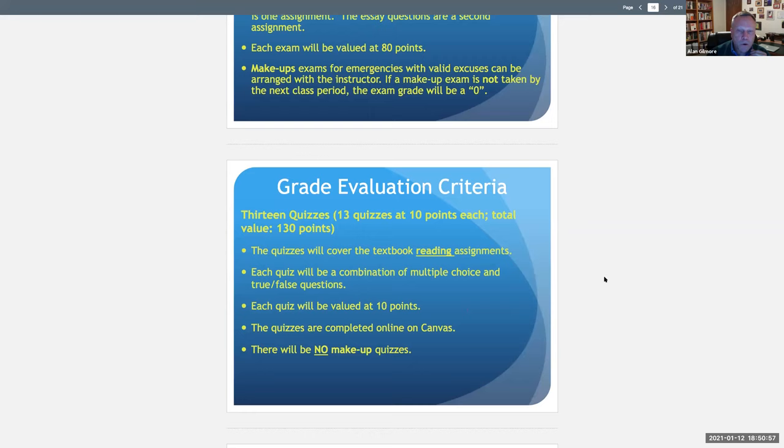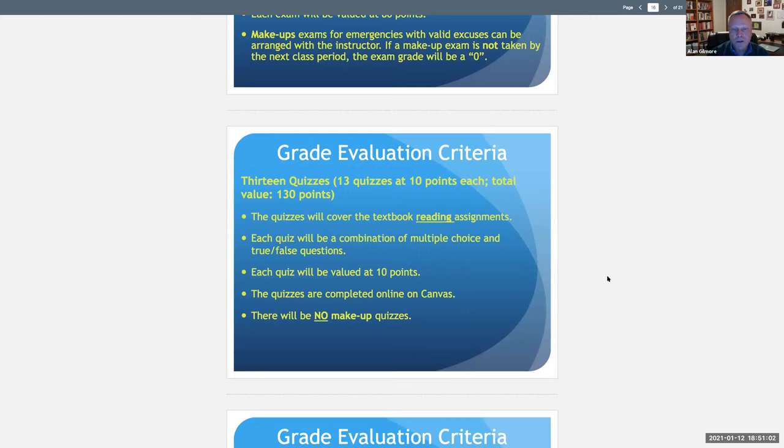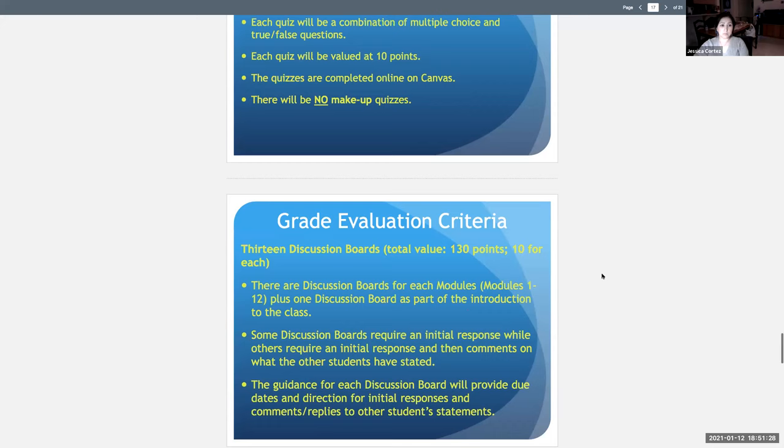There are 13 quizzes at 10 points each. The quizzes are completed online. Each quiz is a combination of multiple choice and true/false. Again, the PowerPoint from that particular modular is your best friend in terms of completing those quizzes, but there is no makeup on the quizzes. So if you don't get it done, it's a zero and there's no going back and making up those points. Do the quizzes have time limits as well? No, they don't. Okay.